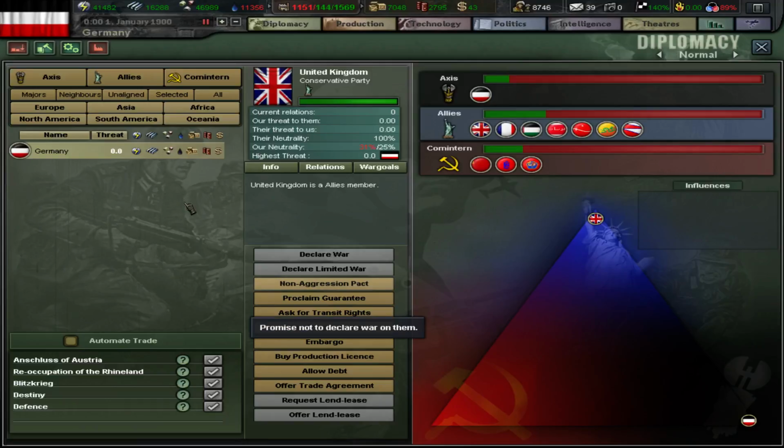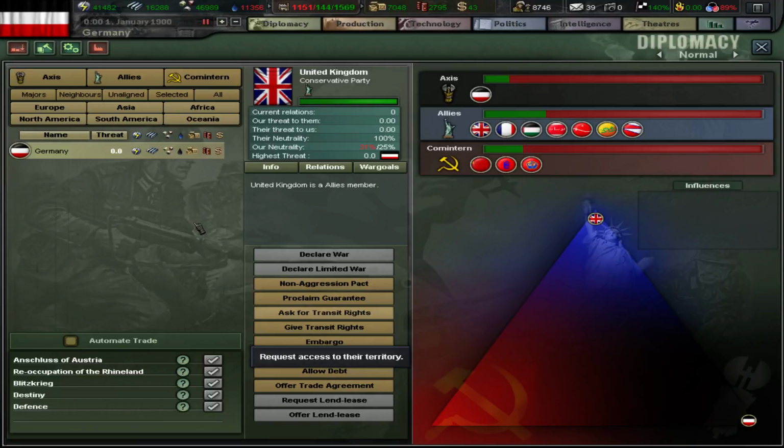Non-aggression pact. Basically, we promise not to declare war on them. Pretty simple, right? Proclaim guarantee. Proclaim guarantee will give us a chance to defend them against those who declare war on them. Naturally, the UK will proclaim a guarantee on Poland after a while, after we get a little aggressive with the Sudetenland, Austria, and the Czech Republic.